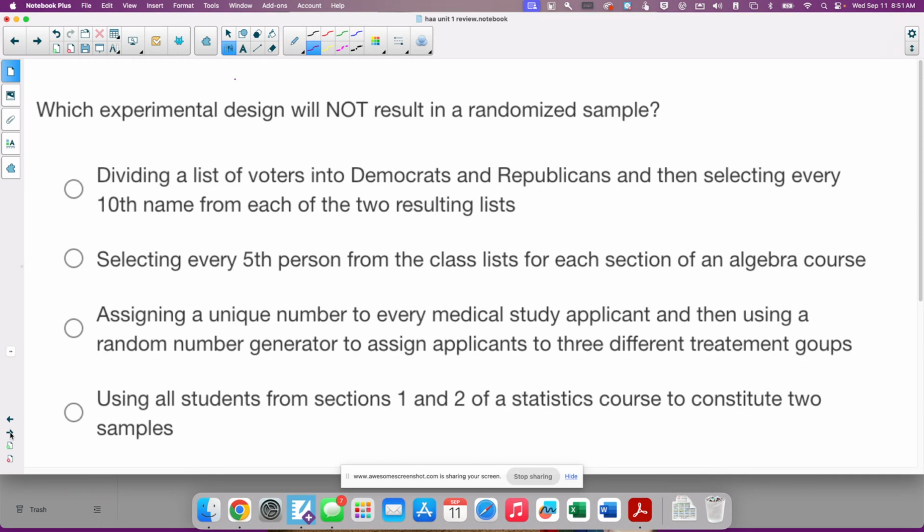Okay, which experimental design will not result in a randomized sample? Randomized sample, you have a couple choices. Remember, you can do stratified, systematic, cluster, and just a simple random sample. All right, so dividing a list of voters into Democrats and Republicans, that means you have stratified it, right? And then selecting every 10th name from each of the two results, that means that you systematically did it. So that actually is randomized twice. Very nice. Selecting every 5th person from the class, again, that is systematic.